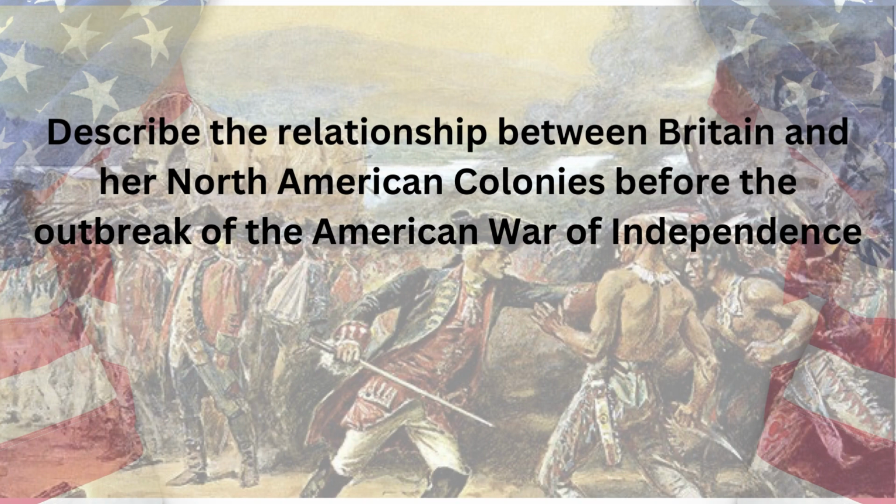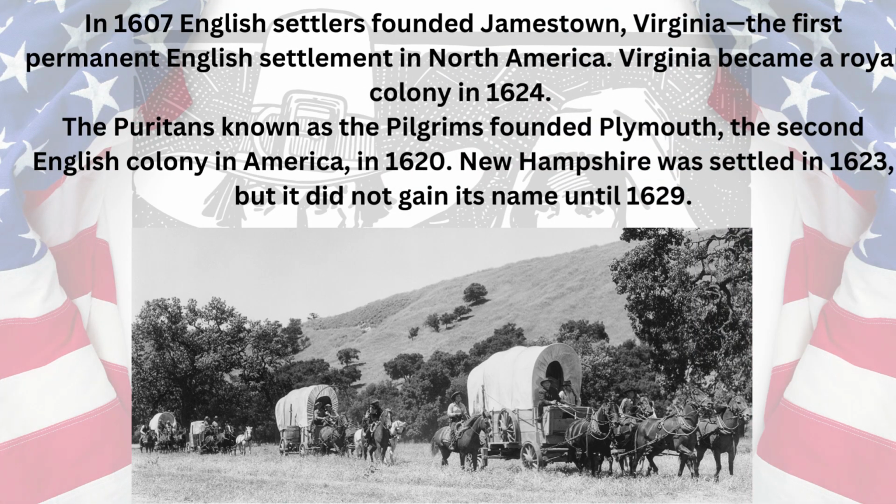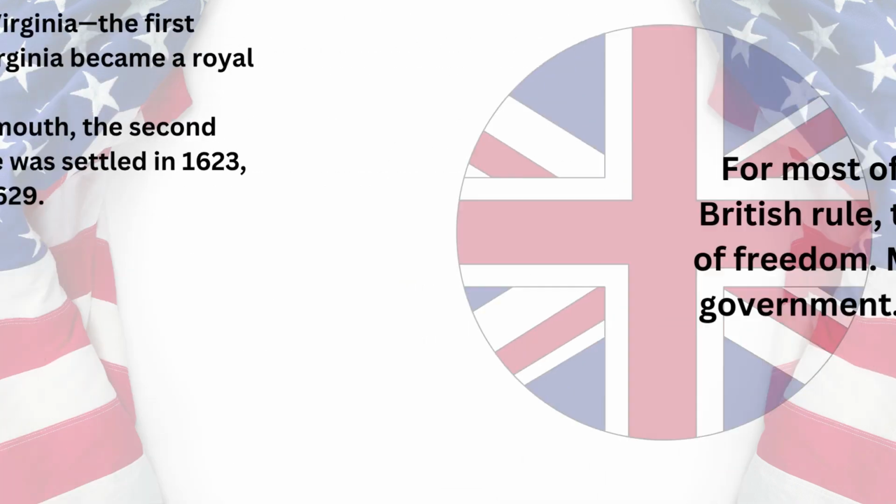Describe the relationship between Britain and her North American colonies before the outbreak of the American War of Independence. In 1607, English settlers founded Jamestown, Virginia, the first permanent English settlement in North America. Virginia became a royal colony in 1624. The Puritans, known as the Pilgrims, founded Plymouth, the second English colony in America, in 1620. New Hampshire was settled in 1623, but it did not gain its name until 1629.